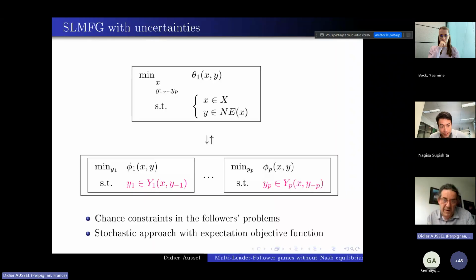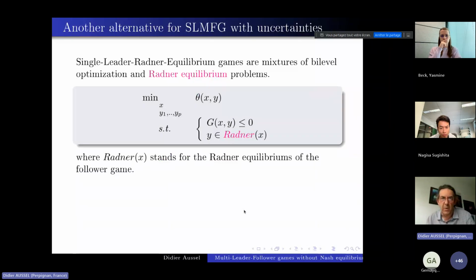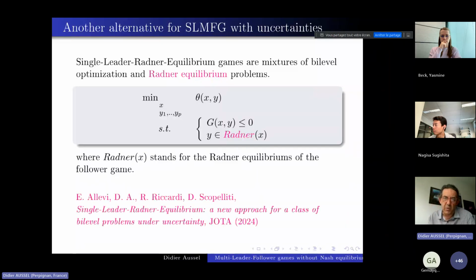The concept of Rahner is a bit different. It was created by Roy Rahner in the 60s, and it intrinsically takes into account the possibility that the world will change. So essentially what we want to deal with is an optimistic single leader Rahner follower game, which means that the followers will interact to find a Rahner equilibrium. I have to describe what a Rahner equilibrium is, but essentially it is a Nash game with uncertainties. You can have a look at this paper, for example, where we presented this kind of Rahner thing.